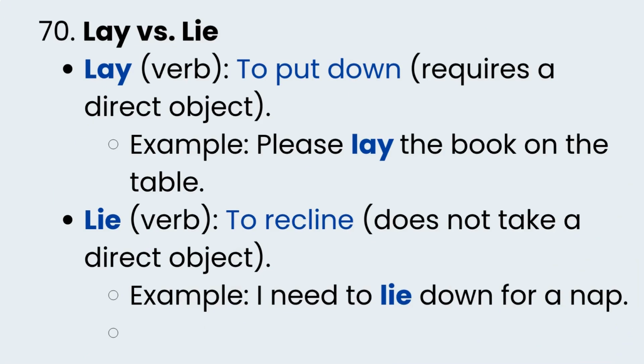70. Lay versus lie. Lay, verb: to put down; requires a direct object. Example: please lay the book on the table. Lie, verb: to recline; does not take a direct object. Example: I need to lie down for a nap.